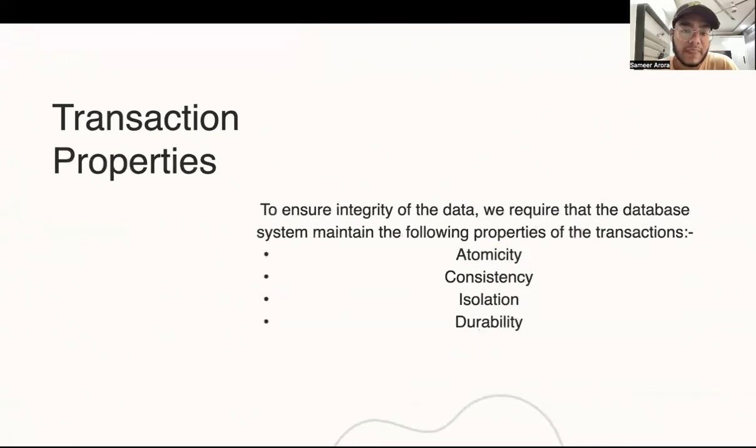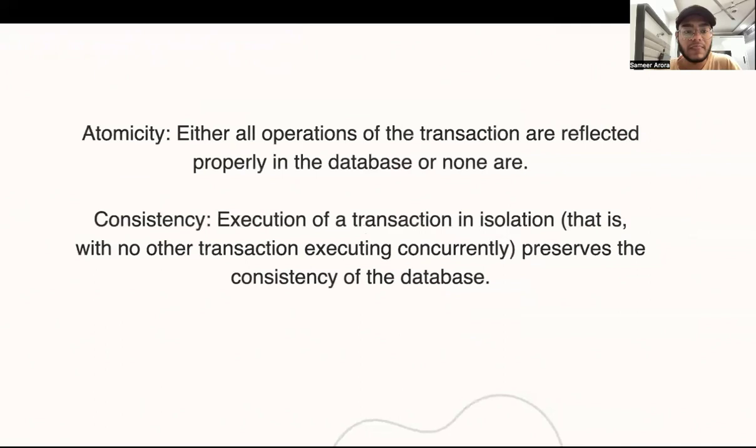Let's move forward. These are the basic four properties of transaction, which are known as ACID properties. To ensure integrity of the data, we require that the database system maintain the following properties of the transaction: atomicity, consistency, isolation, and durability. Let's further discuss in detail all these four properties.